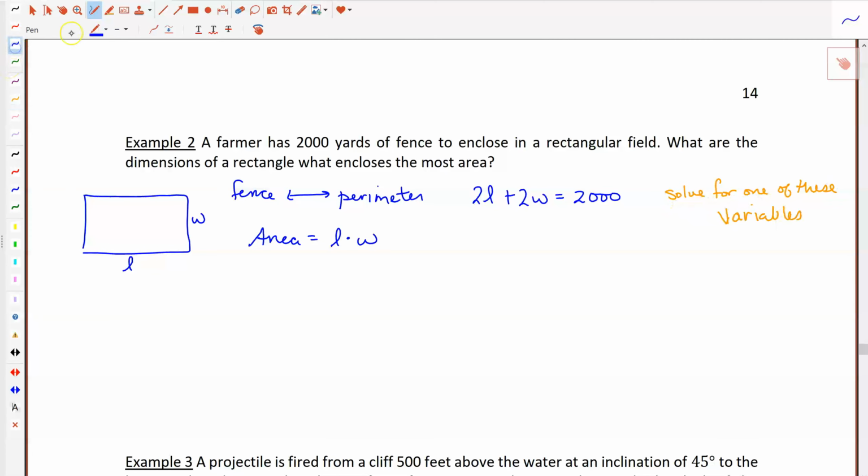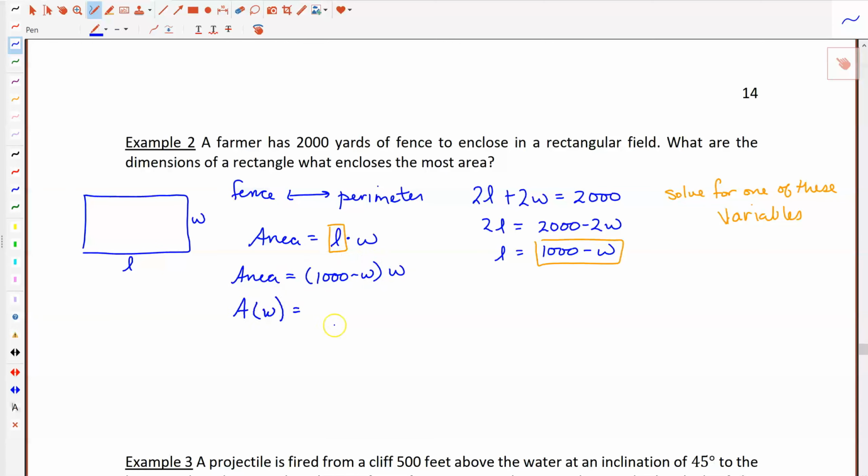I'm going to go ahead and solve for the length, so I would have 2L is equal to 2,000 minus 2W, divide everybody by 2, I get L is equal to 1,000 minus W. So what I'm going to do for this expression for L is I'm going to drop it into my area equation. So then I would get area is equal to 1,000 minus W times W, and we'll distribute through, and then I'll have a function for area in terms of the width. So I get A of W is equal to 1,000W minus W squared.